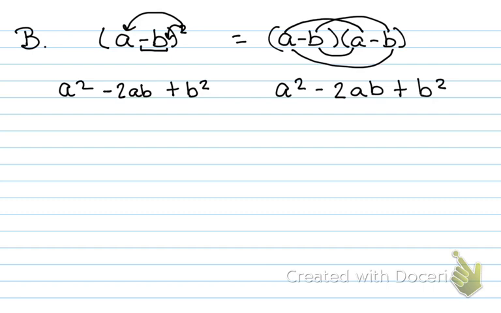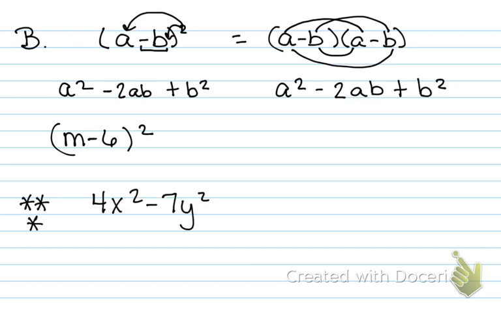All right, I'll give you a couple more examples, and one of them is going to be a three-star. So pause the video and see how quickly you can do that. So here's our first example: (m - 6) squared. And the three-star, I will make (4x squared - 7y squared), all squared. So pause and see how quickly you can do those.